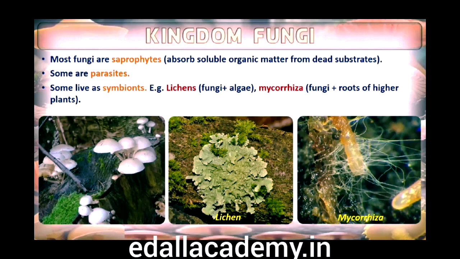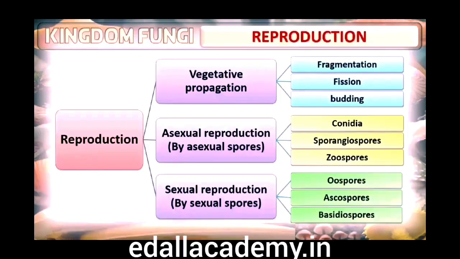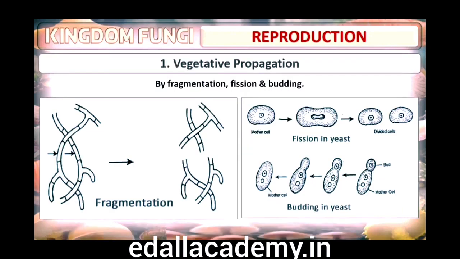Those that depend on living plants and animals are called parasites. They can also live as symbionts, in association with algae as lichens and with roots of higher plants as mycorrhiza. Reproduction in fungi can take place by vegetative means: fragmentation, fission and budding. Asexual reproduction is by spores called conidia, sporangiospores or zoospores, and sexual reproduction is by oospores, ascospores and basidiospores.